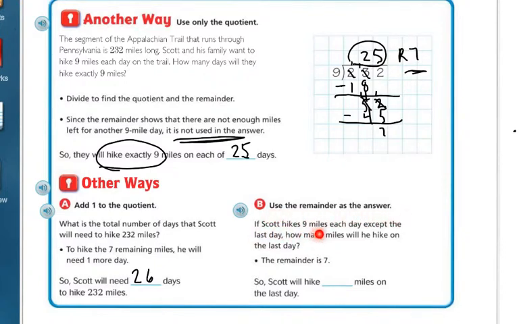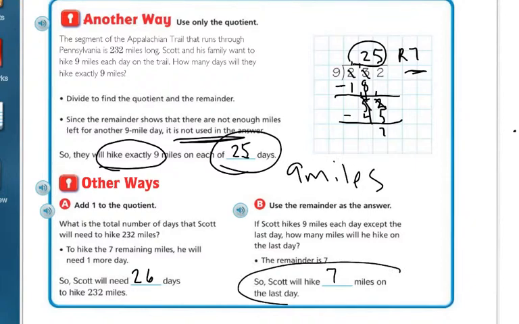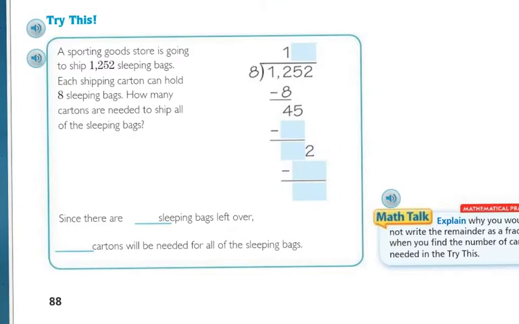If Scott hikes 9 miles each day except the last day, how many miles will he hike on the last day? So the remainder is 7, right? And so that means on that last day, he's going to hike 7 miles. So for 25 days, he's going to hike 9 miles, right? But then on that last day, he's going to hike the remaining 7 miles.